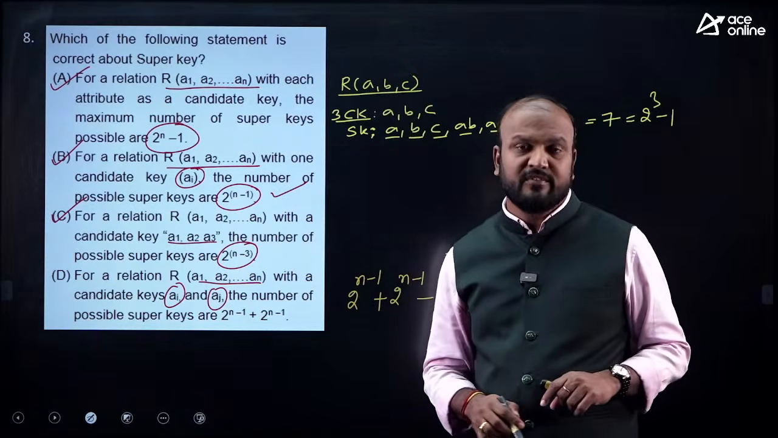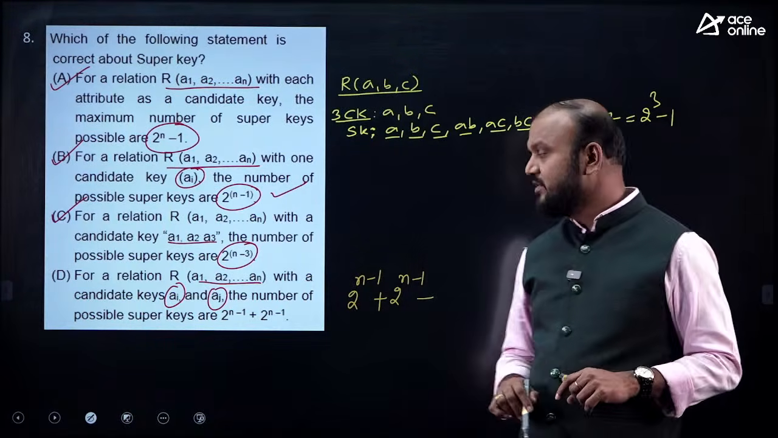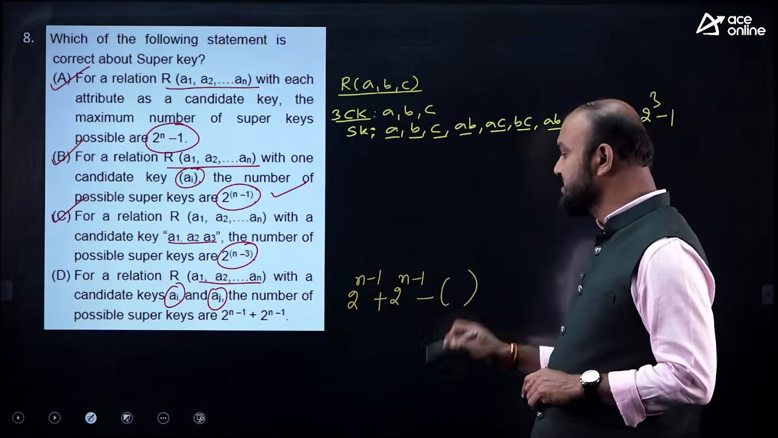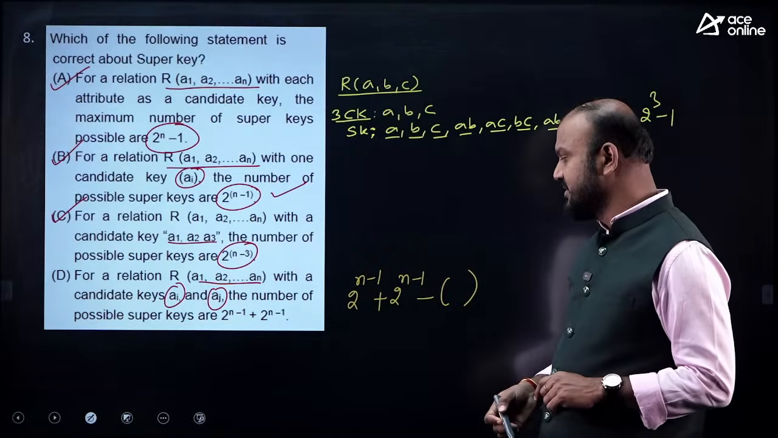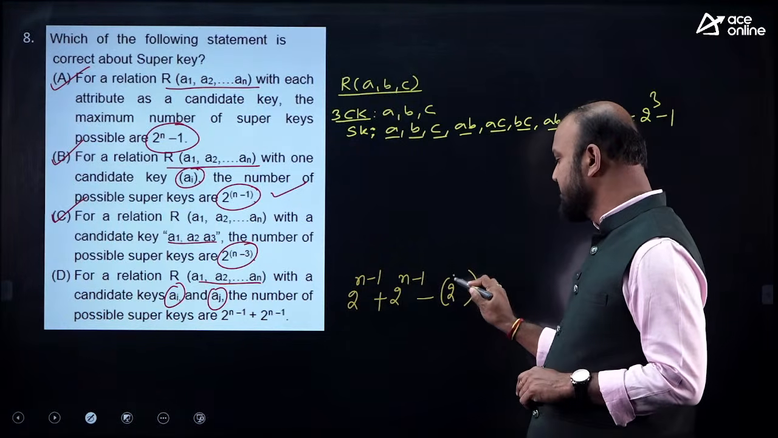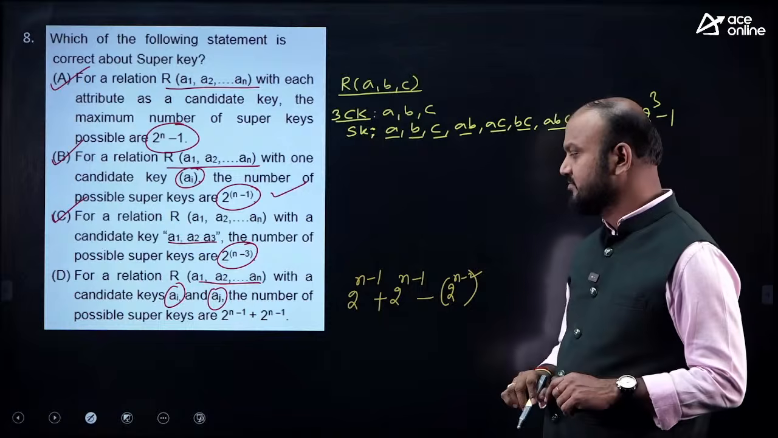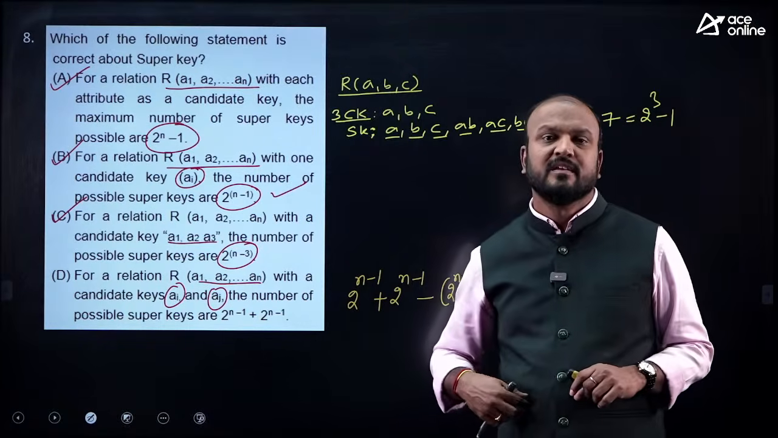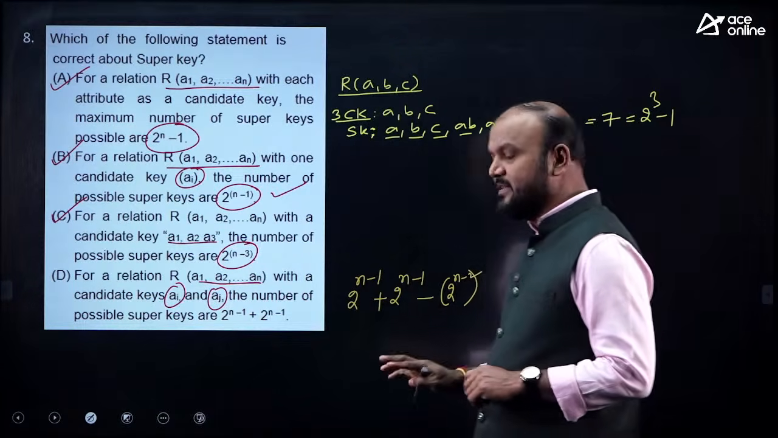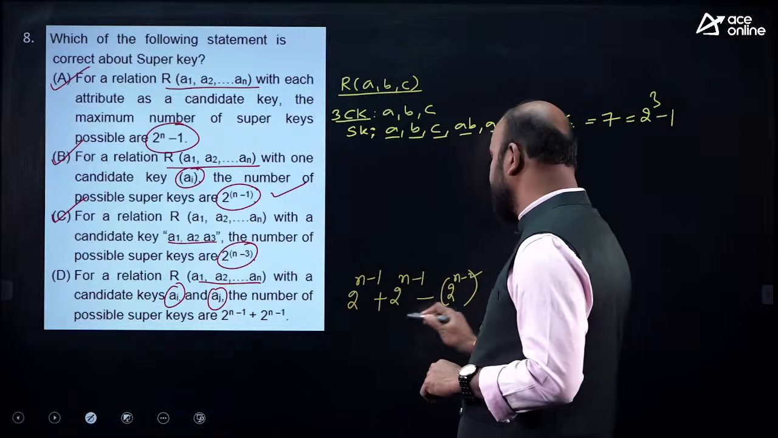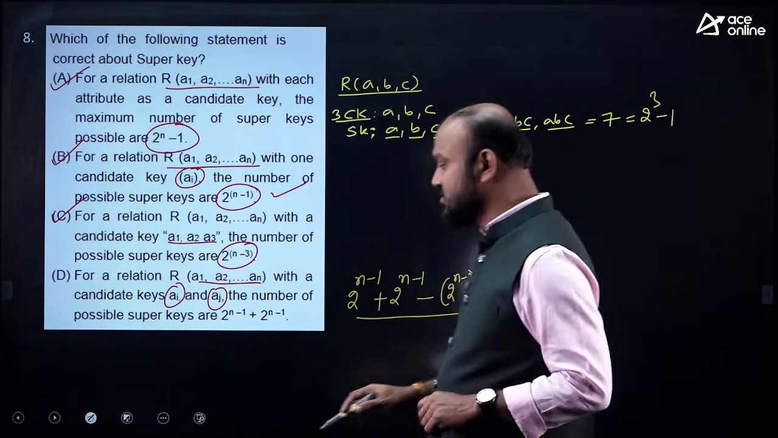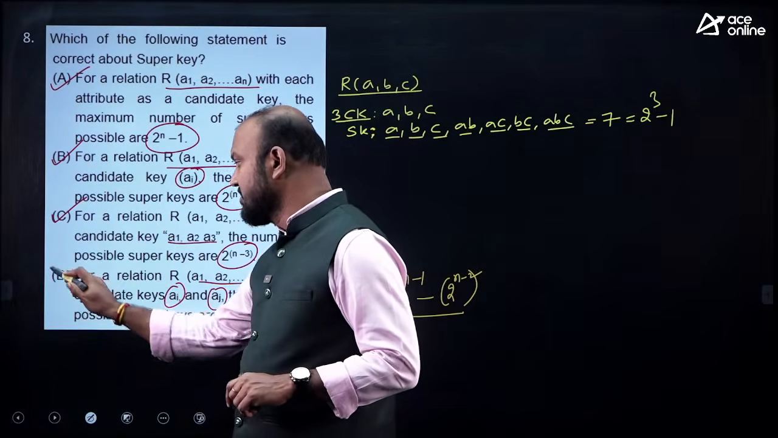Minus, what is common you have to remove now. What is common we have to remove, but this common thing is not mentioned. The common thing should be 2 to the power of n minus 2, because except AI and AJ, all the remaining are common, right? So 2 to the power of n minus 2, but this is missing, so option D is wrong.